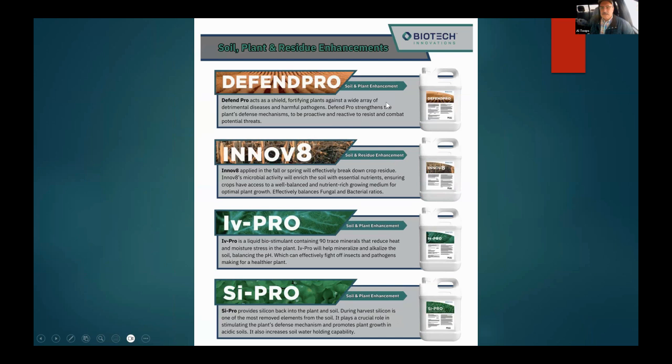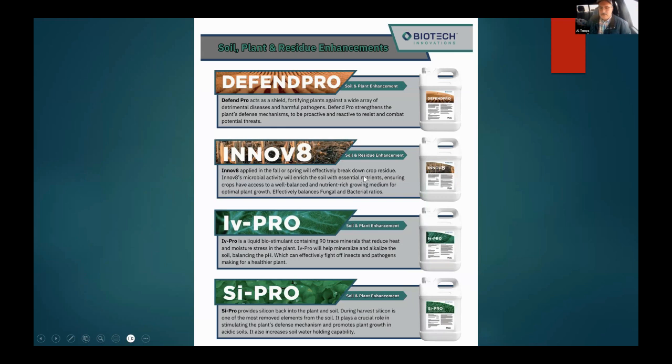FinPro is what we call our biocontrol, a biological fungicide that helps fight against those pathogens I was talking about earlier. We see high levels of fusarium, Rhizoctonia and pythium. This is a natural biological agent, with multiple strains of beneficial organisms that help fight disease.